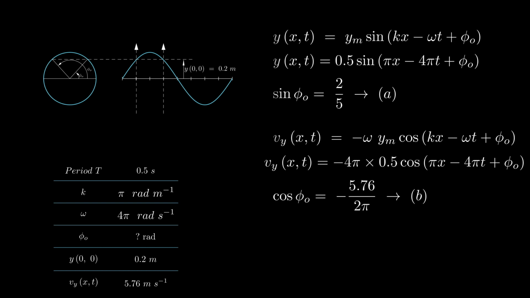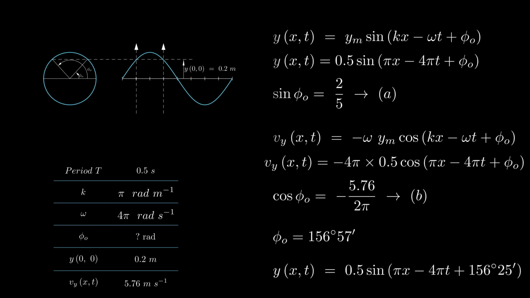However, when solving equation A, we obtain two possible angles for phi naught, as 23.57 degrees, and 156.4 degrees. Yet, only 156.4 degrees conforms to the second expression. Therefore, we can identify the phase constant of the wave as 156.4 degrees. Now, with all the information gathered, we can complete the expression for the wave function. Let's proceed to the next example.